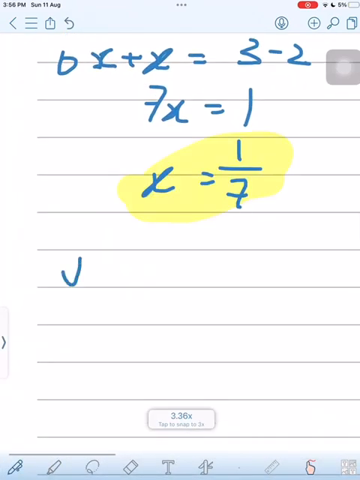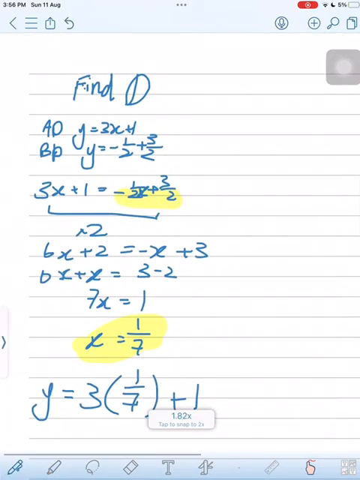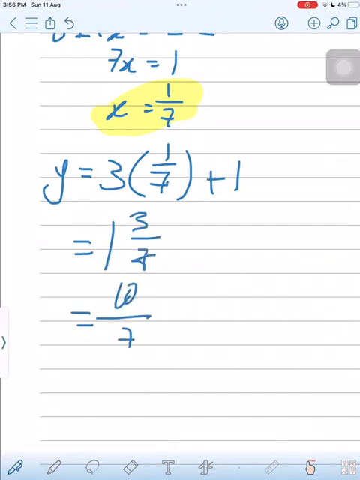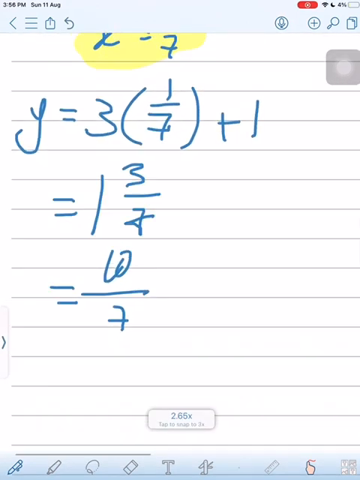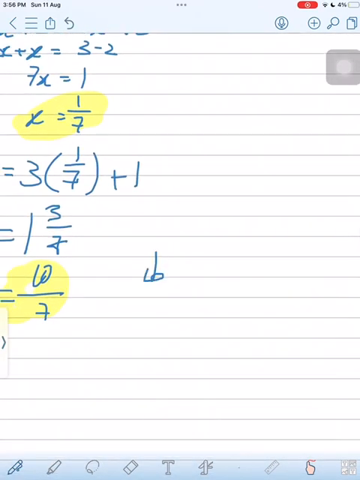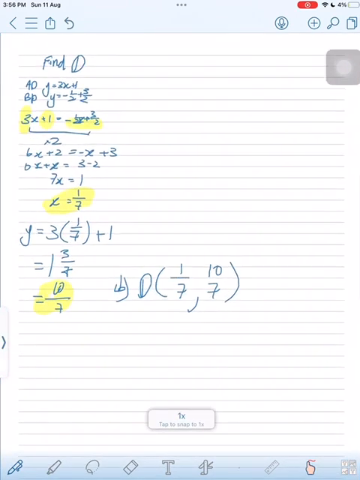Now we're going to solve for y, the same way. 3 is our gradient, 1 over 7 is our x, and plus 1 is our intercept. Then we solve it, so y is 10 over 7, and so x is 1 over 7 and y is 10 over 7.